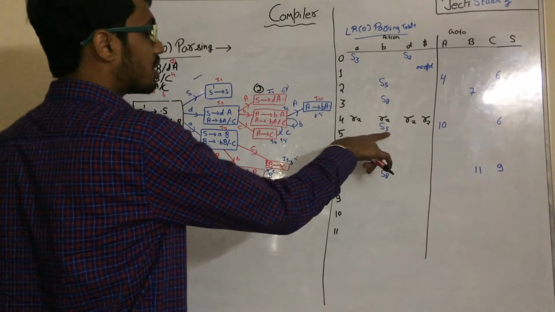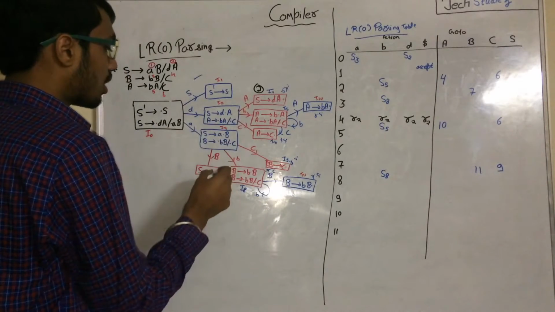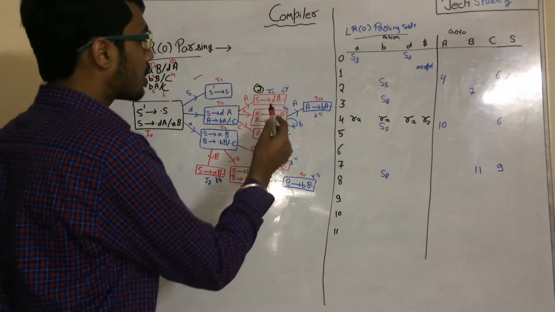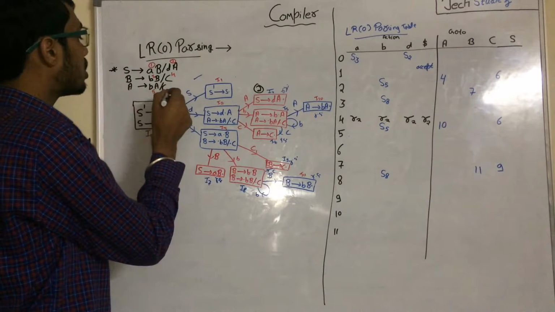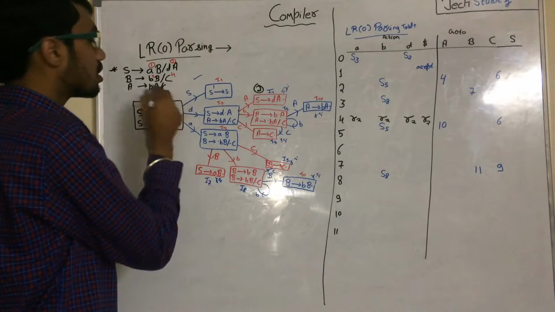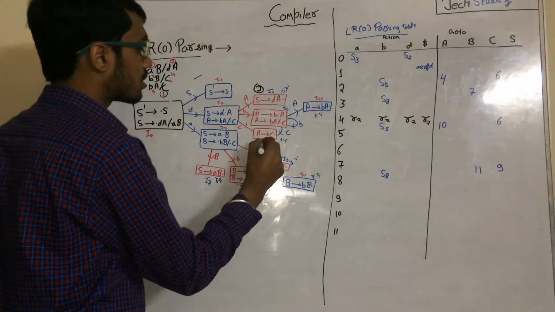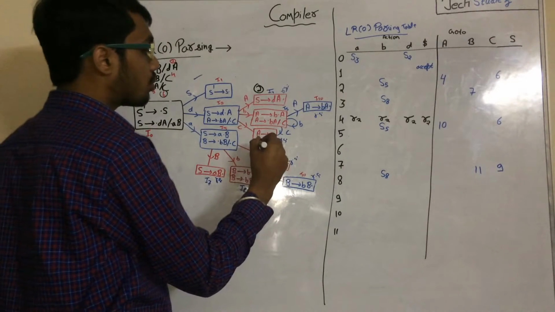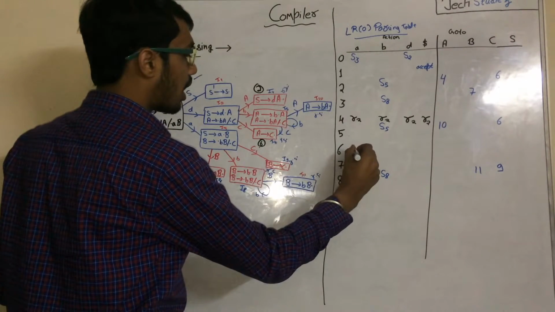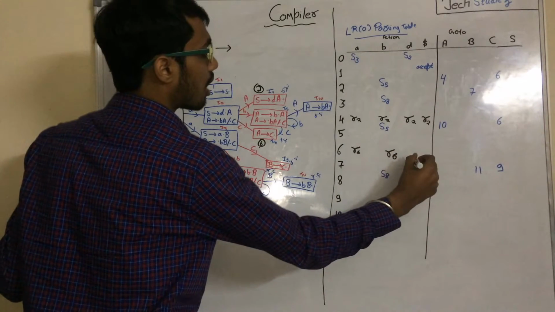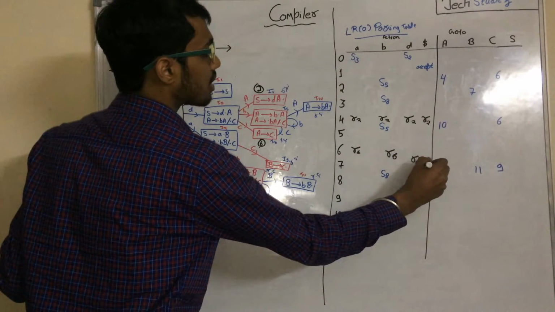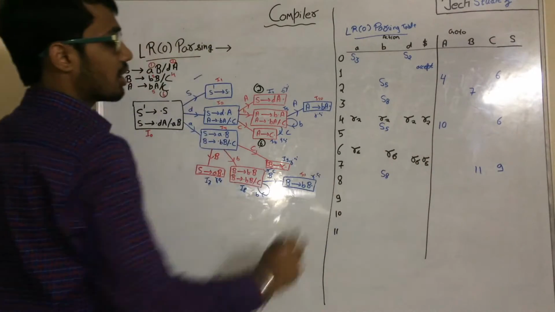Now fifth is this S5. Now come on sixth. So which is the sixth state? Sixth is here, A to C dot. A to C. So what is this? Sixth. So this is sixth. So put R6, R6, R6 and R6 in sixth row.